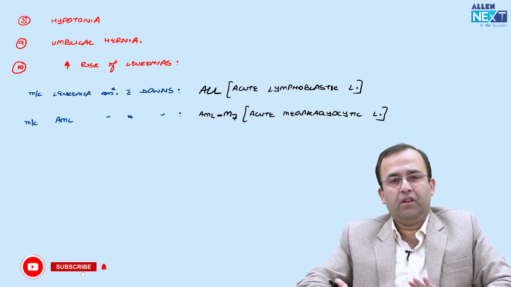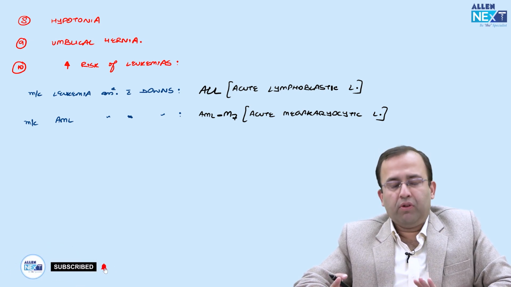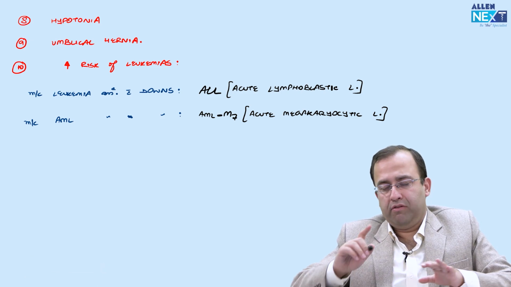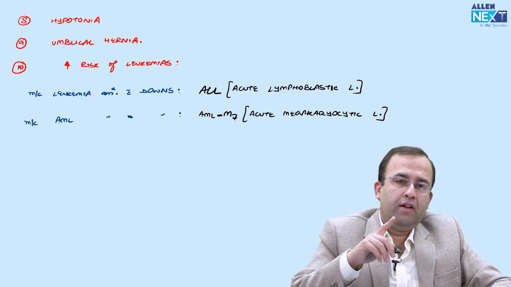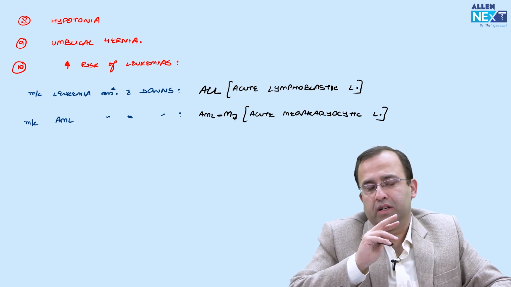First class. But this was our first main chromosomal abnormality in number, that is Down syndrome, trisomy 21.